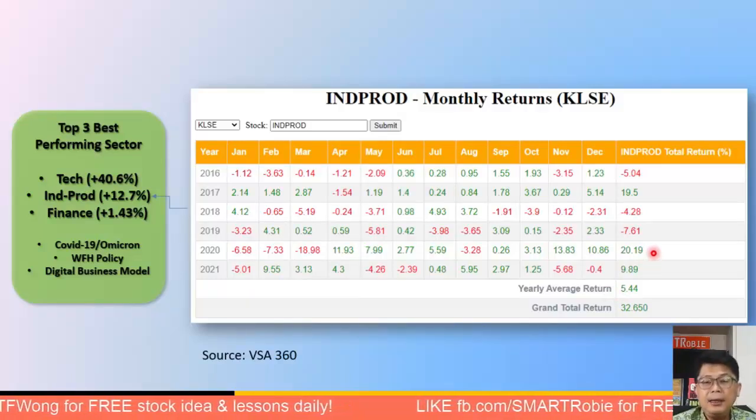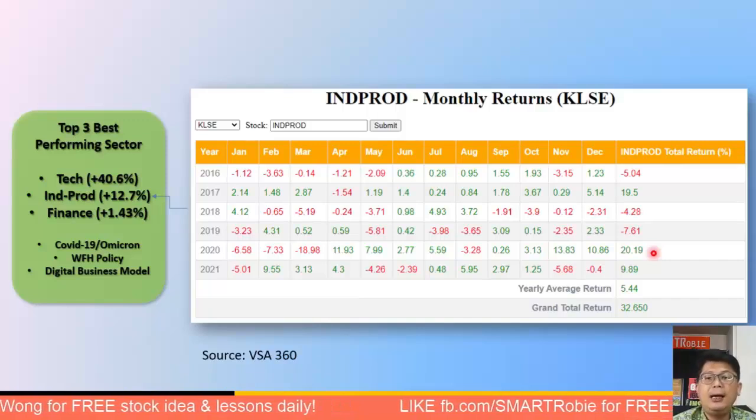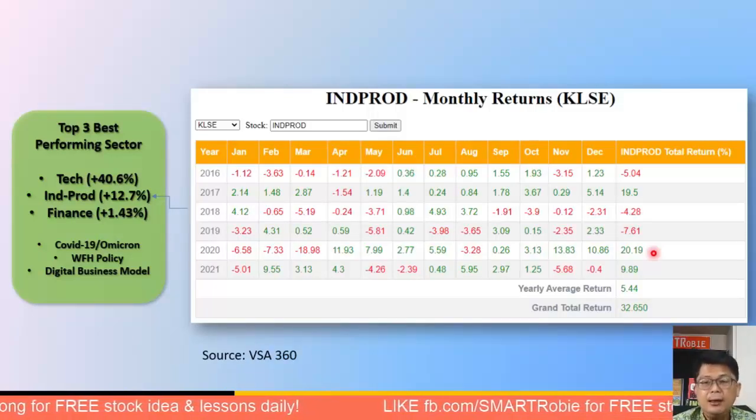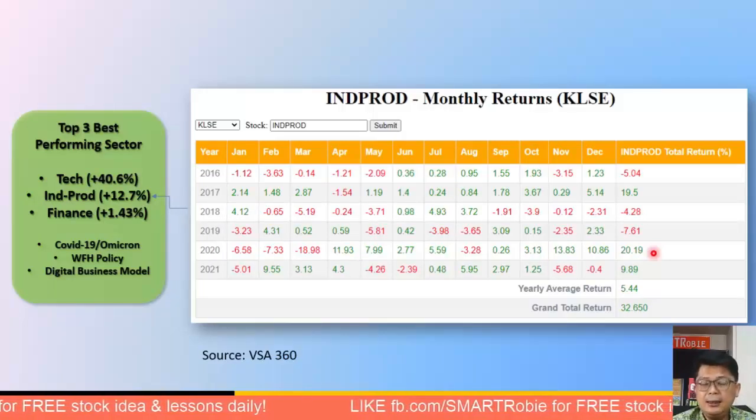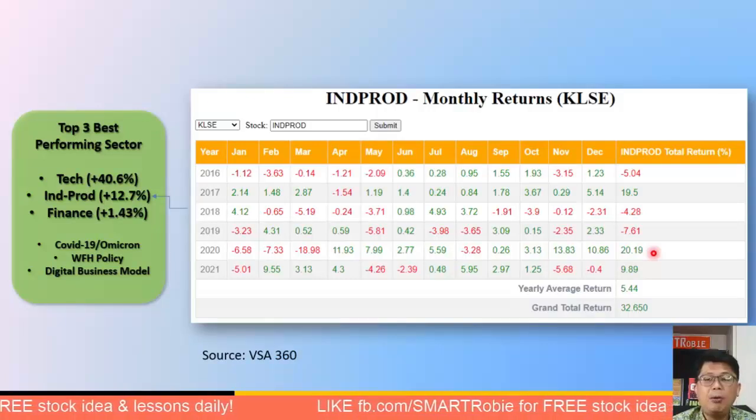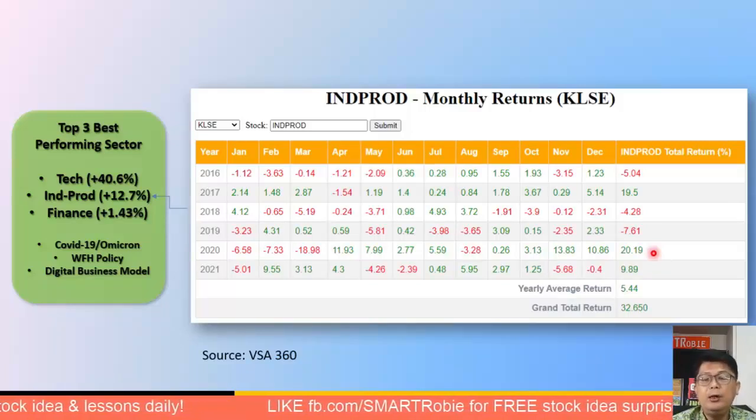Some of these are because many of our industrial products are export based, like KGB and the others, like Press Metal. A lot of them are export based and have done very well because they are exporting products overseas, whereas the food and finance sectors are just domestic only.